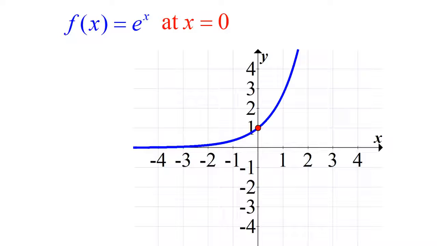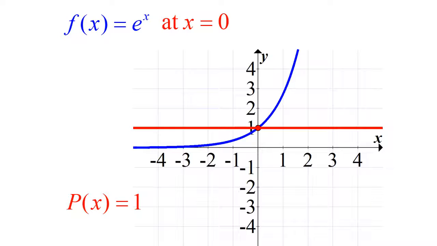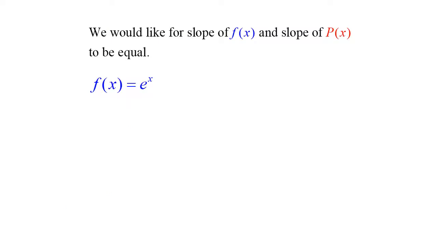Now here's the graph of e to the x, and here's the graph of the polynomial p of x. Notice the only value they have in common is the point (0, 1). So this is not a very good representation of the function. So we're going to continue on.